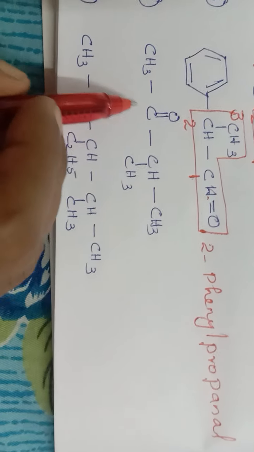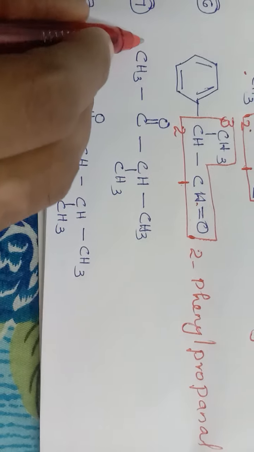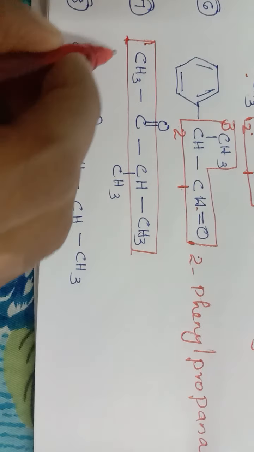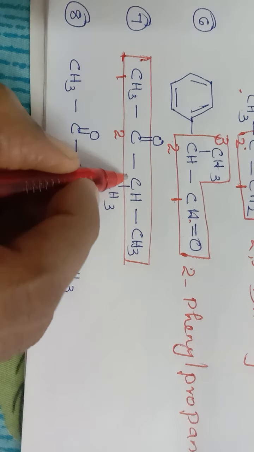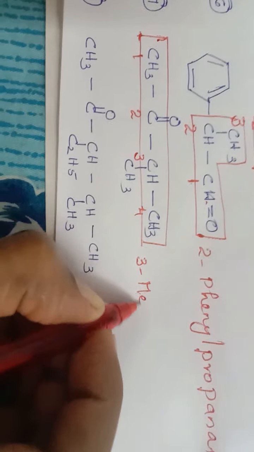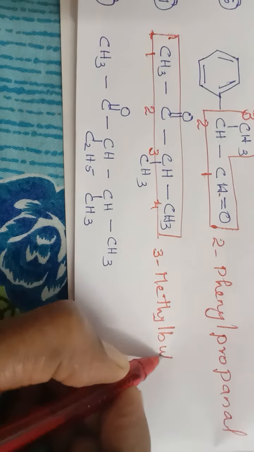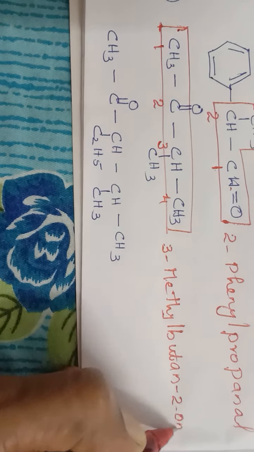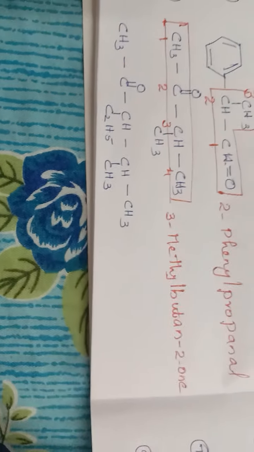Next compound, it's a ketone, C double bond O. Ketonic functional group is present, so this is our parent chain. We need to number it from the left side so that the ketonic carbon atom gets the lowest possible number, that is 2. 3-methyl butane. Position number of the ketone is 2. Suffix for ketone is one. 3-methyl butan-2-one.